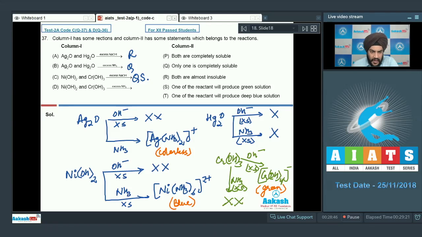Let us look at option D now. We have Ni(OH)2 and Cr(OH)3, which are dissolving in excess of ammonia. So in this case, only the nickel 2 plus will form a complex with ammonia, which will lead to the formation of a deep blue solution. So only one of them is completely soluble. So it will be matched with Q and it will be matched with T. So students, this is the correct match for this question.